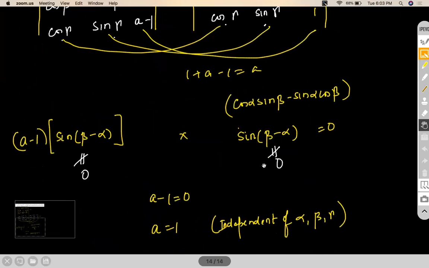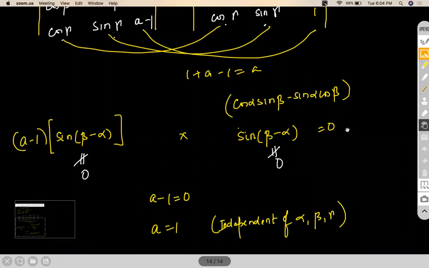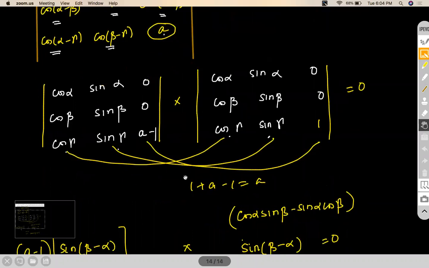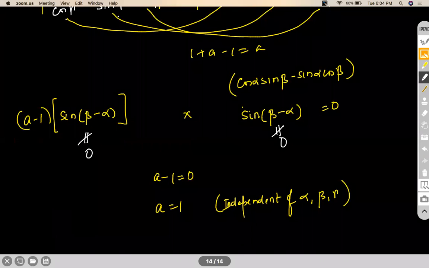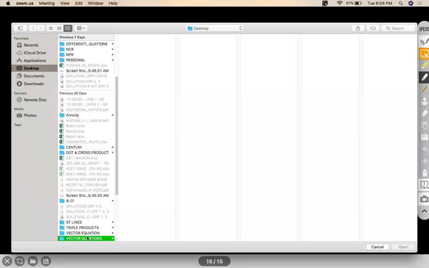Because somebody can argue that even if alpha and beta are not equal, sine of alpha minus beta could be a multiple of pi. So alpha minus beta could be a multiple of pi, and hence this result could have been 0. So they could have framed it in a better way, that the difference of no two angles is a multiple of pi also, like that. Is that fine? Any questions? Other than the fact that it is a poorly framed question. Let's move on to the next.